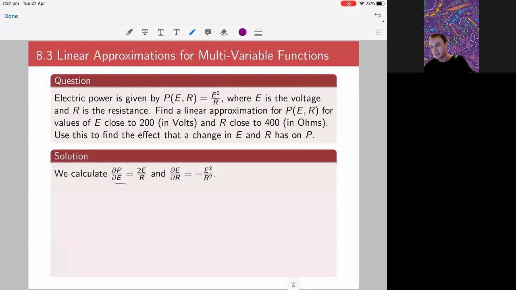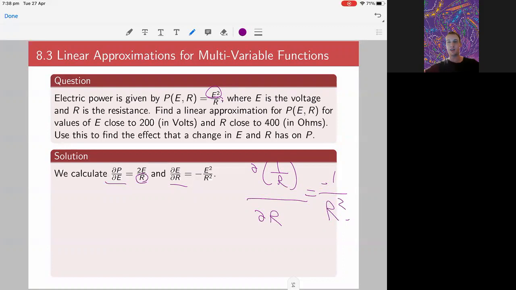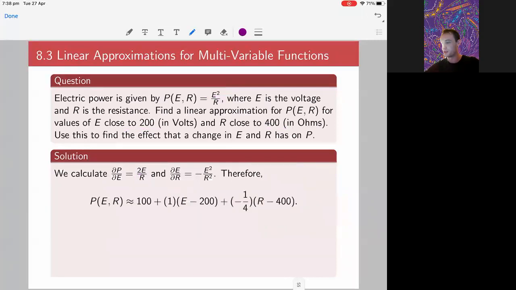Okay, linear approximation. That means we have to calculate the derivative of P with respect to these different variables. If we differentiate P with respect to E, the derivative of E squared is just 2 times E, and that R goes down the bottom as usual. The derivative of P with respect to R, the derivative of 1 on R with respect to R is, using the well-known power rule, just minus 1 on R squared. So that's the computation of those derivatives. What next? We need to evaluate these derivatives at the points of interest, E equals 200 and R equals 400.